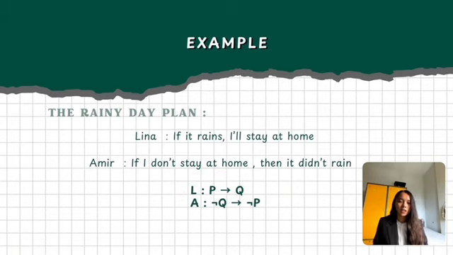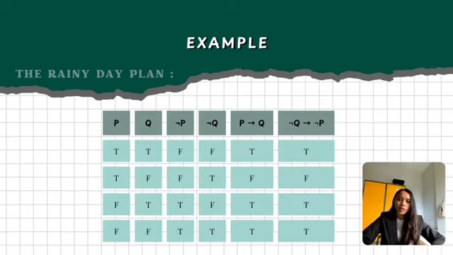These are logically equivalent. This means that no matter what truth value we assign to P and Q, both expressions will always be either true together or false together. Next, I will show you how we can test for logical equivalence using a truth table. From the previous example, suppose that we want to test whether P implies Q is logically equivalent to not Q implies not P. Here is how we create the truth table.